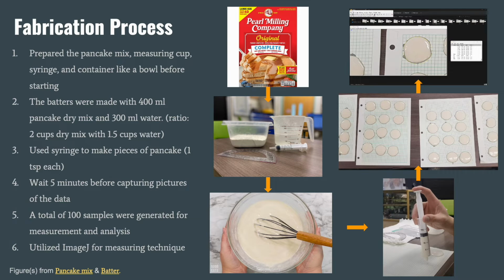In this slide, we're going to talk about our project's fabrication process. Before we started making the pancake, our teammates prepared the pancake mix, measuring cup, syringes, and bowl container. Based on the ratio of how to make the pancakes, we used the 400 ml pancake dry mix and 300 ml water to create a batter. Then, apply the syringe to pull and push the batter with 5 ml each, which is 1 teaspoon, and wait for 5 minutes to get the pictures of 100 samples overall.